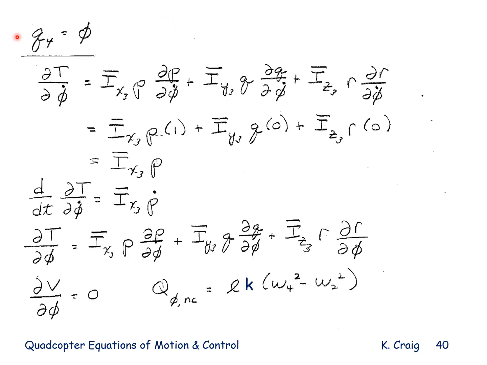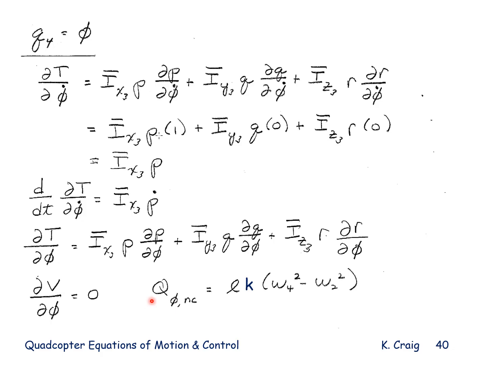Here I derive the equations of motion for orientation, where the generalized coordinates are roll, pitch, and yaw: phi, theta, and psi. Here, the generalized coordinate Q4 is the roll coordinate phi, and applying the Lagrange formulation for that generalized coordinate, the results are shown here. These are the terms in the Lagrange formulation.